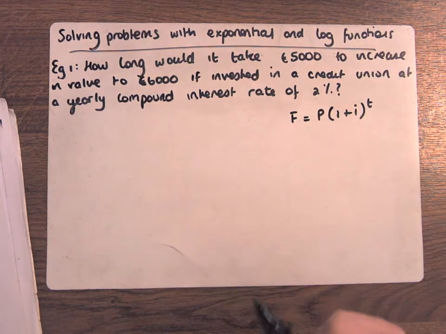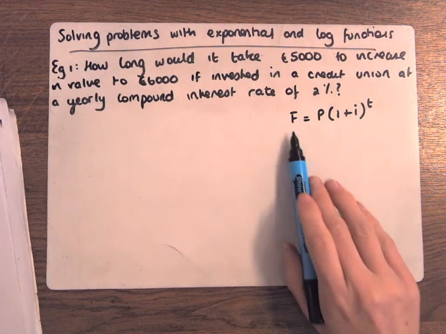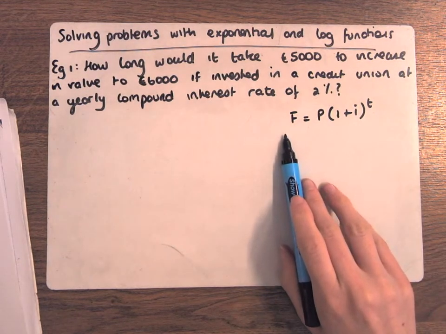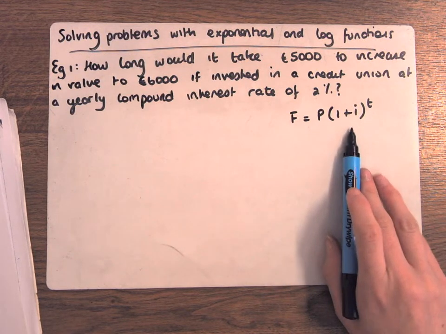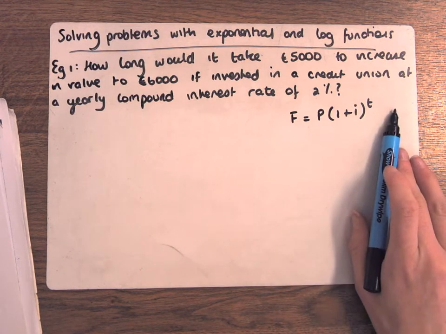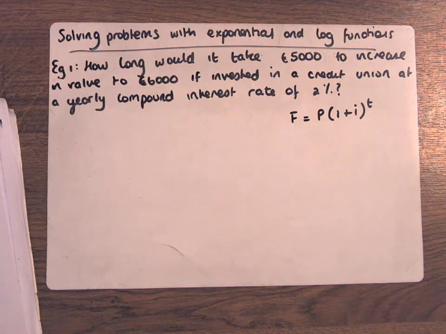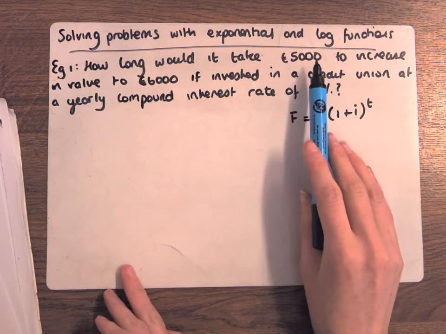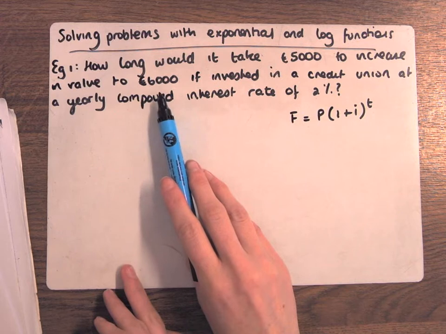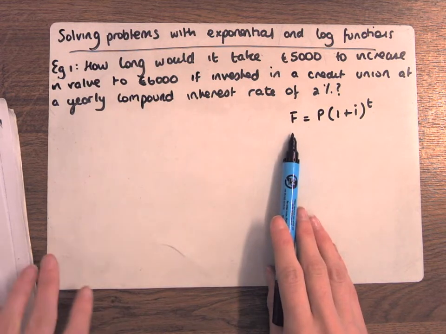Okay, so that's your compound interest formula. Your final amount, your principal is the amount you put in, I is your interest, T is your time. We're going to be finding what T is, okay? And we'll use logs to do it. So we're looking to invest 5,000 and we want it to increase to 6,000. So what's your F? 6,000.